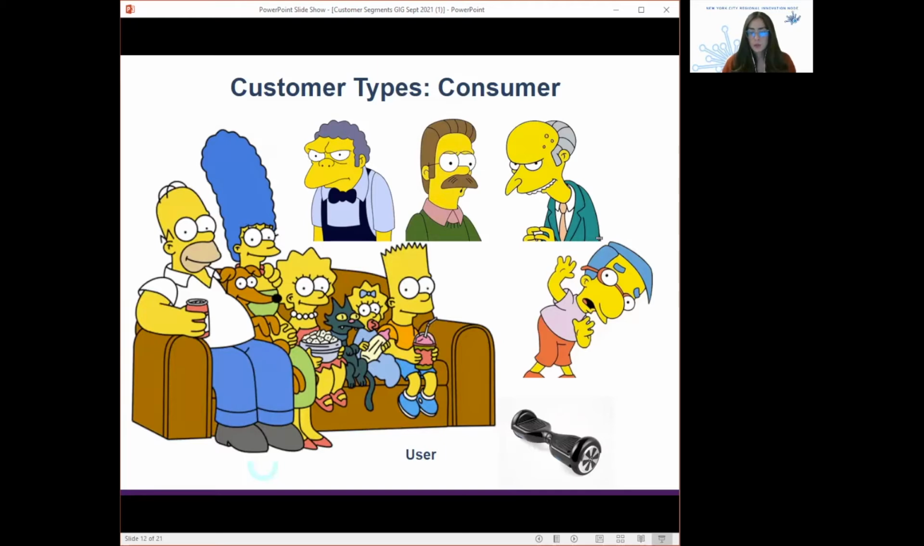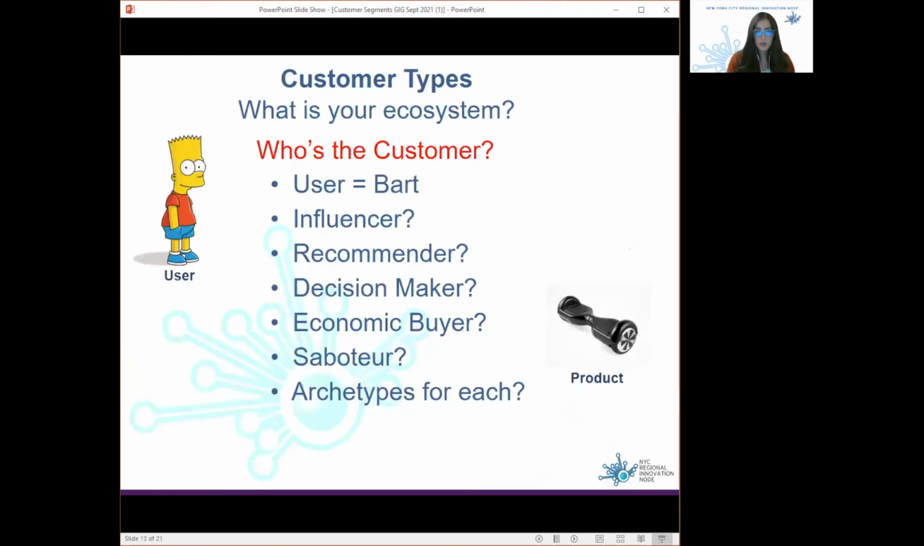For customer types, you want to assign roles to the players in your ecosystem. So let's use The Simpsons as an example. If Bart wants to get a hoverboard, and these are all the people in his ecosystem, how could we turn each of these into customer types? Consider in this scenario, who is the influencer, the recommender, the decision maker, economic buyer, or saboteur, if Bart is going to be the user.